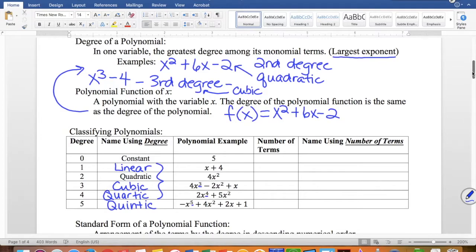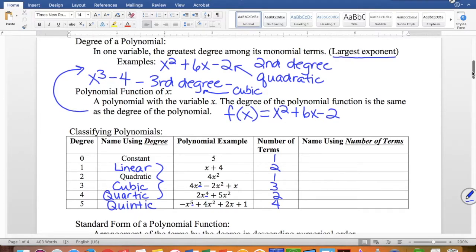Now let's look at the number of terms. We can name them a little bit differently using the number of terms. I'm going to go ahead and list this whole column. This has 1 term, just the 5. This has 2 terms, the x plus the 4. The 4x squared, again, just has 1 term. There's no addition or subtraction. It's only multiplication. The next one has 3 terms, because we have 4x cubed, and we have a 2x squared, and we have an x, all combined with subtraction or addition. The next one below that has 2 terms. And then this one down here has 4 terms.